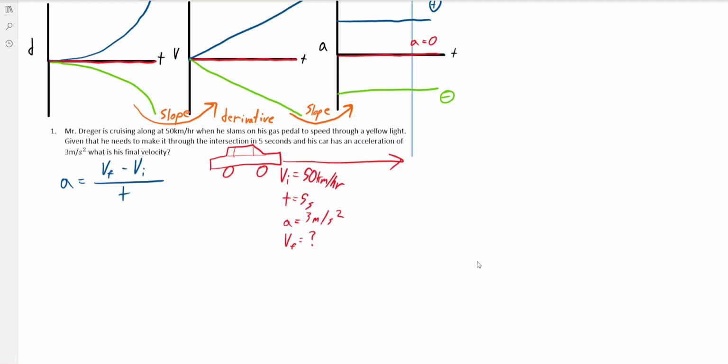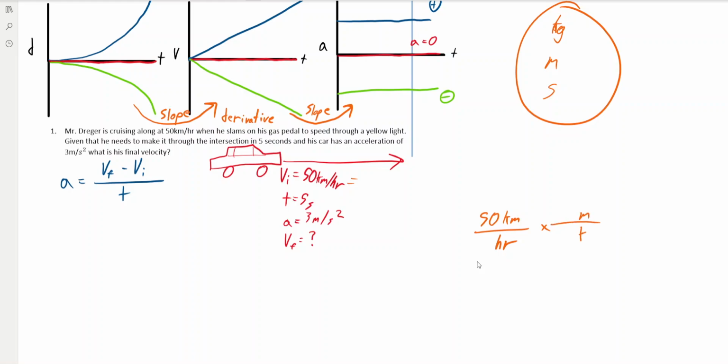But actually, first, before we do that, we need to get this value into meters, seconds, and kilograms. In this case, we don't need kilograms, but we will in forces in the next unit. But we always want to stay in SI units, otherwise units don't cancel and no one's happy because it will not give you the correct answer. So we need to change 50 kilometers per hour to meters per second. We're going to multiply by meters, because we want meters and we want to get rid of kilometers. So 1 kilometer is 1,000 meters.